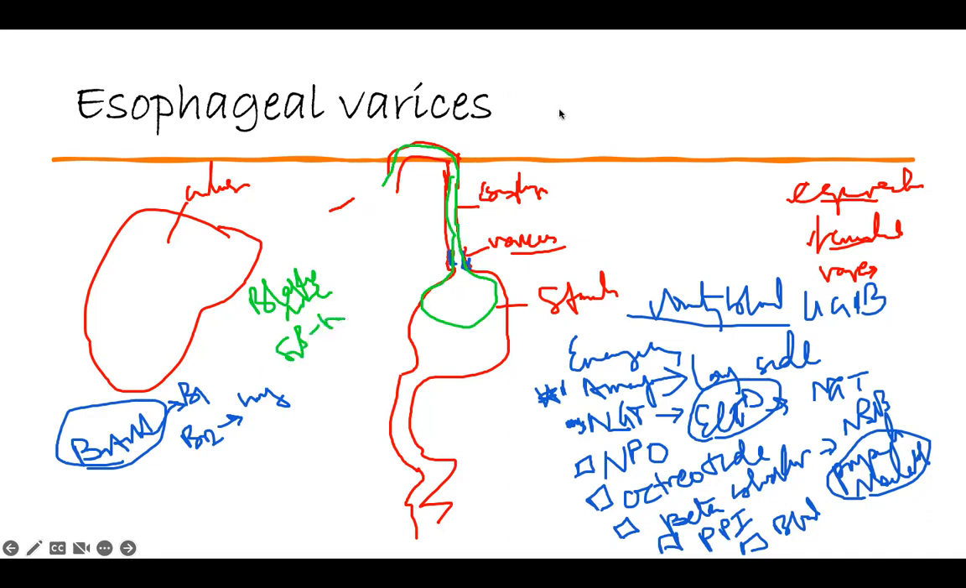And he has a balloon here. He has an esophageal balloon that puts pressure on the varices. And then he has a stomach balloon down here, below the sphincter. So the esophageal sphincter, the stomach balloon is below the sphincter. It is also putting pressure on the varices, and the esophageal balloon is putting pressure here.